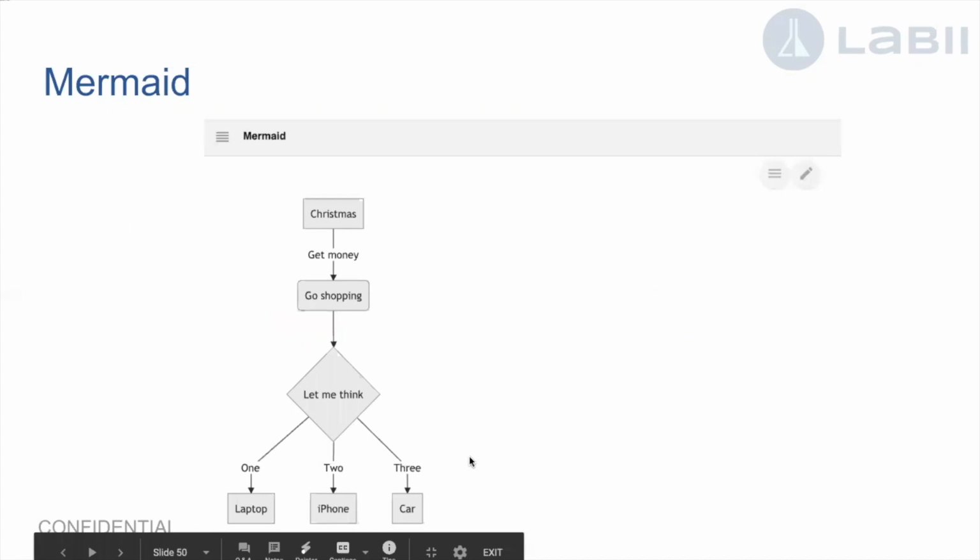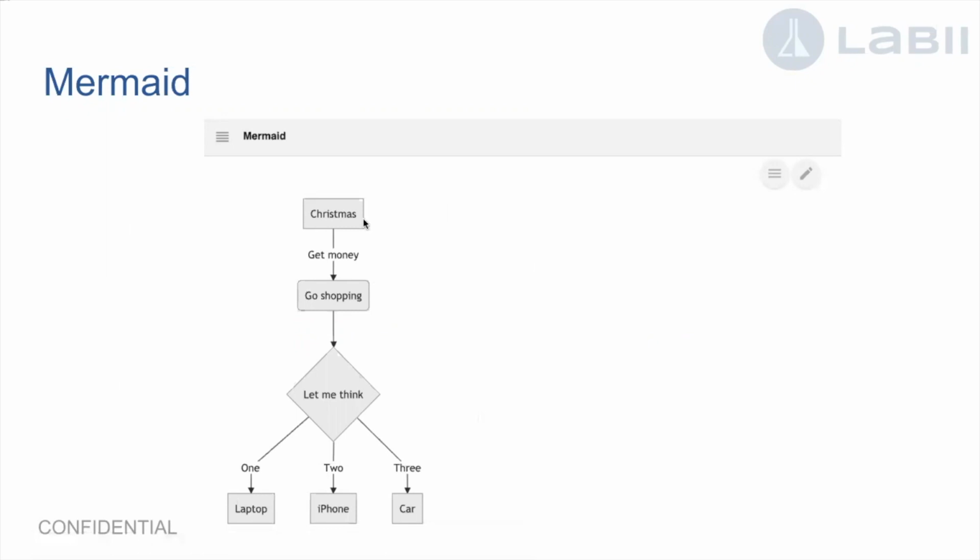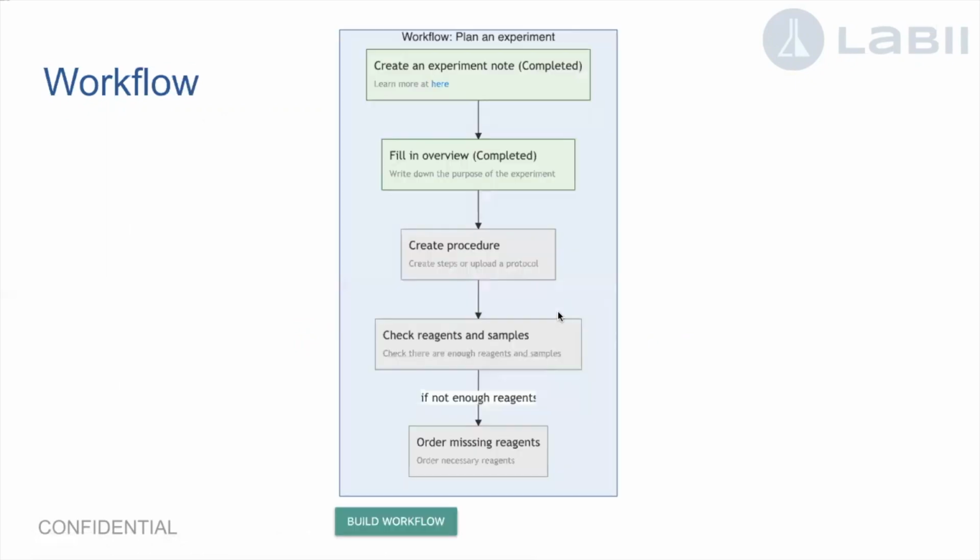And Labii supports this kind of flowchart. It's called Mermaid, so you can build this kind of flowchart very easily. Once you click this pencil icon, you can start building it. And then this is the new widget we call the workflow.